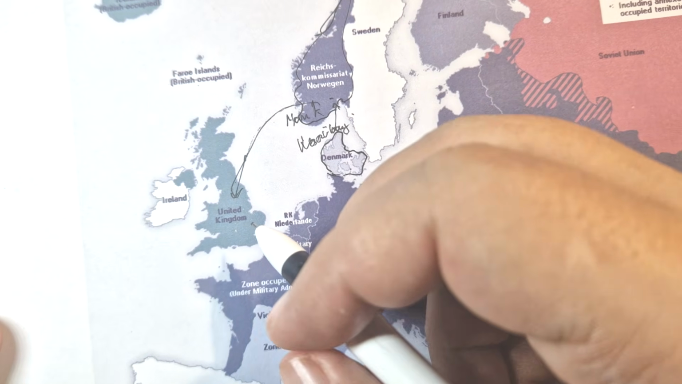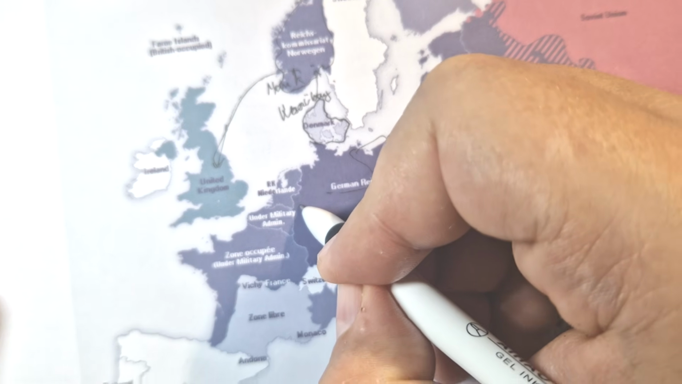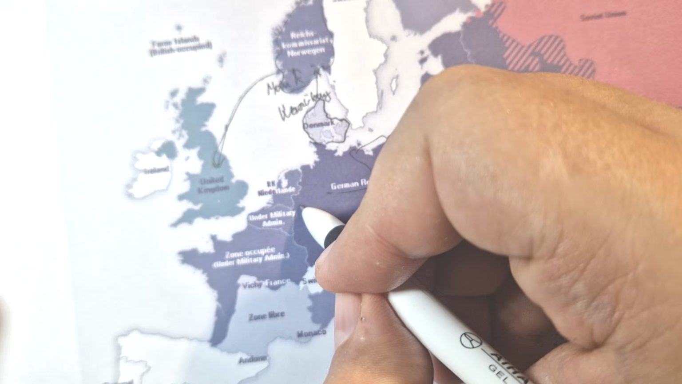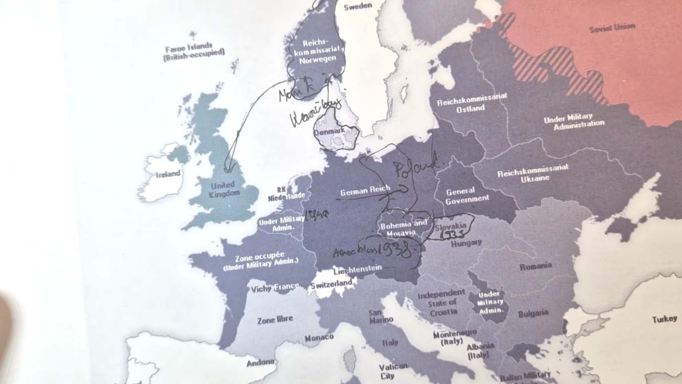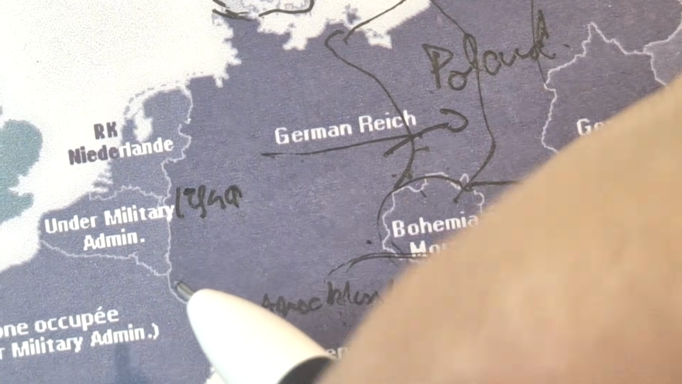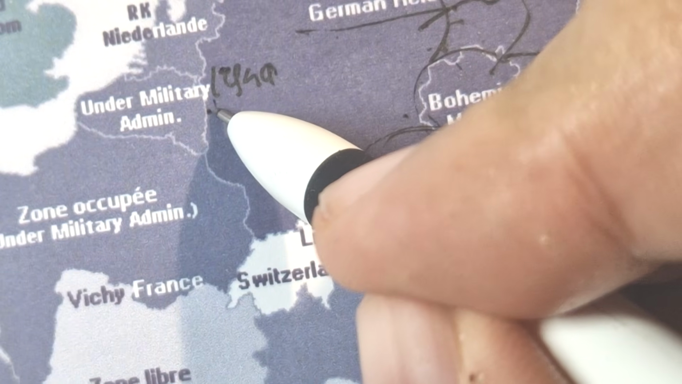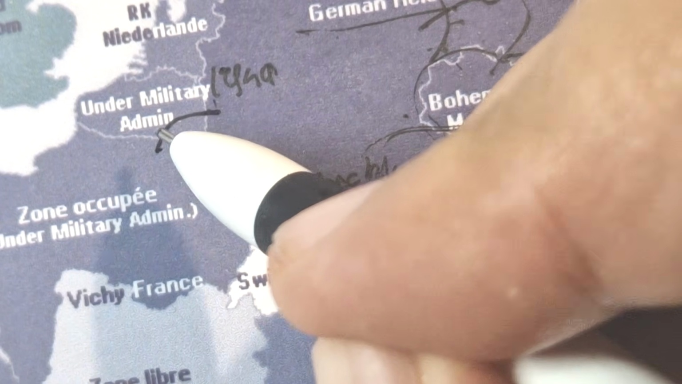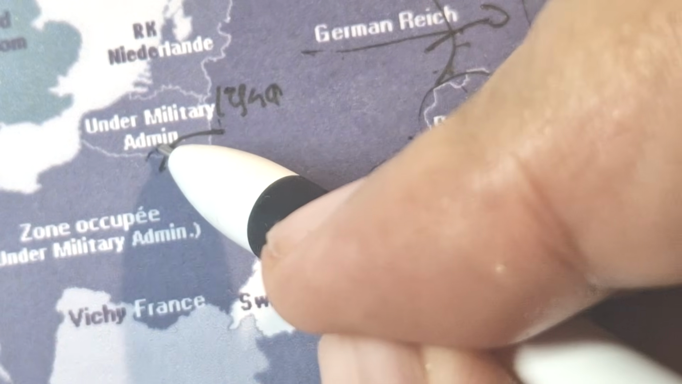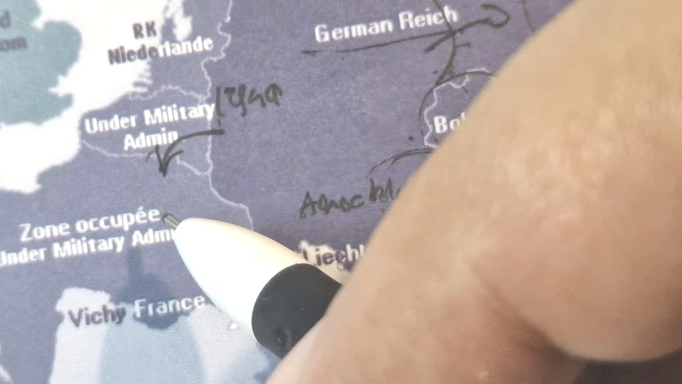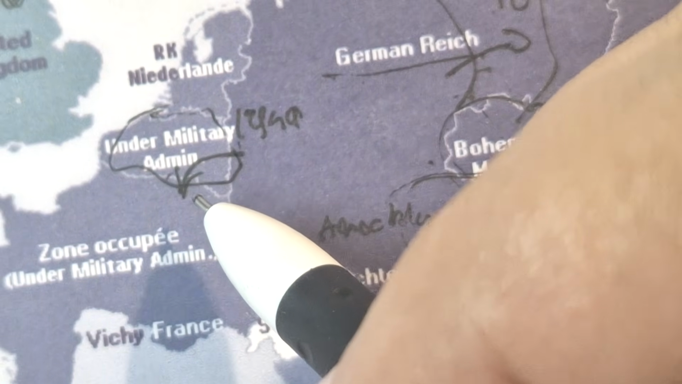Next is Belgium. Belgium is a major breakthrough in 1940. Germans bypass French fortifications by going through Belgium. King Leopold III surrenders after 18 days of fight. The country is placed under German military administration.